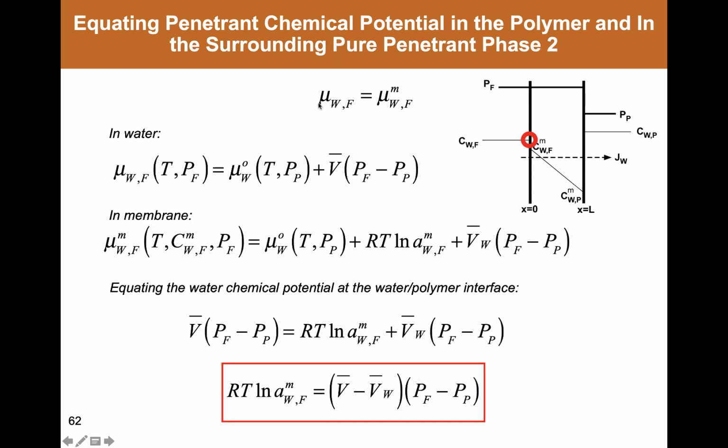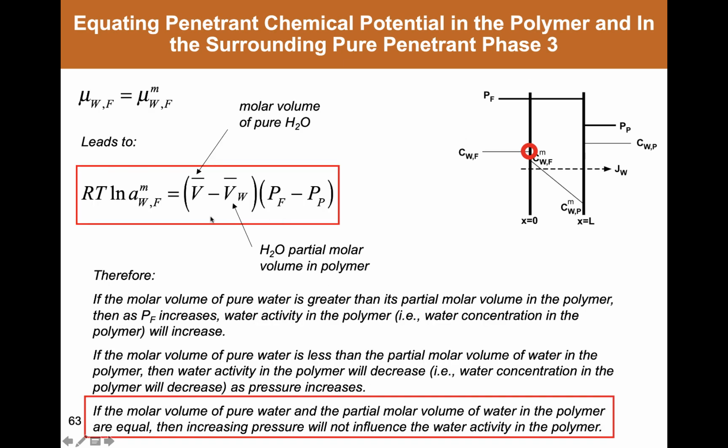And so we recognize that there must be equality of chemical potential at this feed interface, so we equate the chemical potentials in the pure solvent and in the membrane. The expressions from the previous page are brought forward here, and we combine them. The reference chemical potential drops out, and after a bit of algebra you get the expression that's at the bottom of this page. And we'll look at that in a little more detail here.